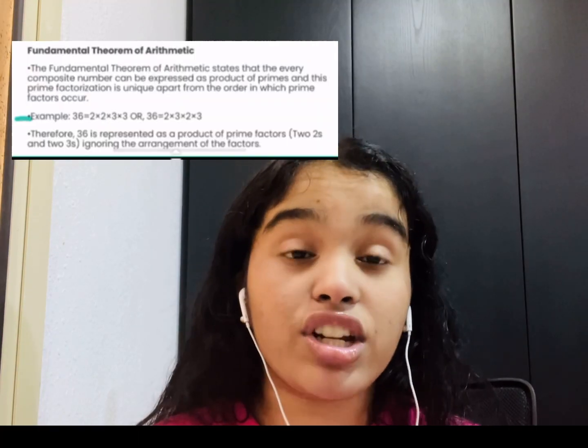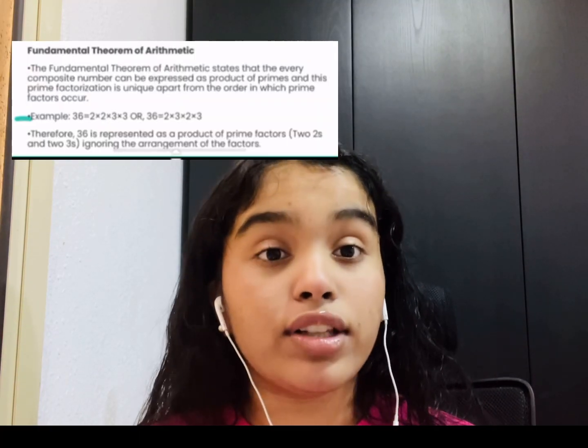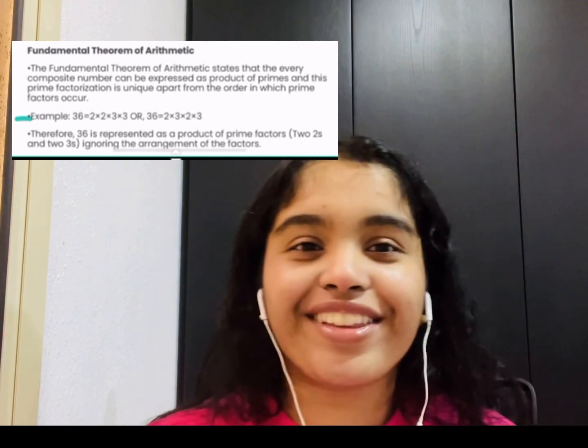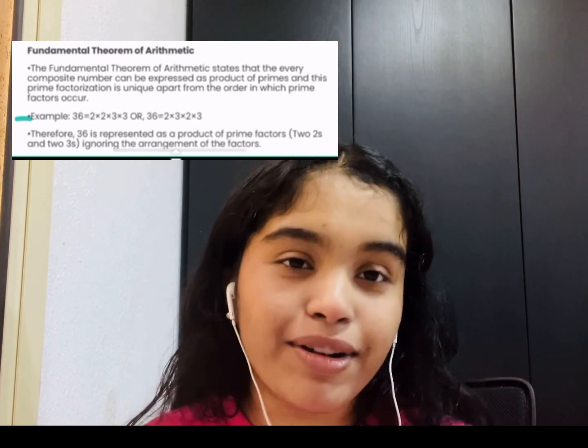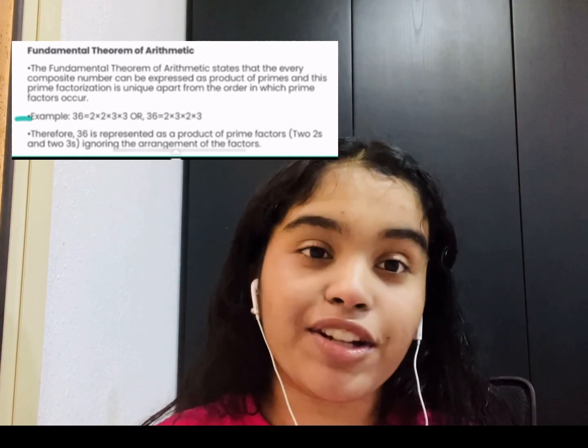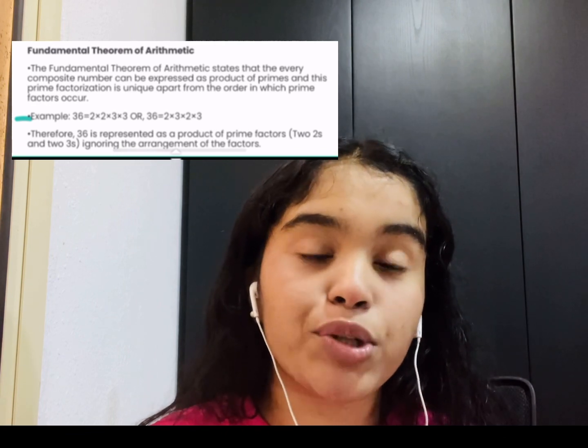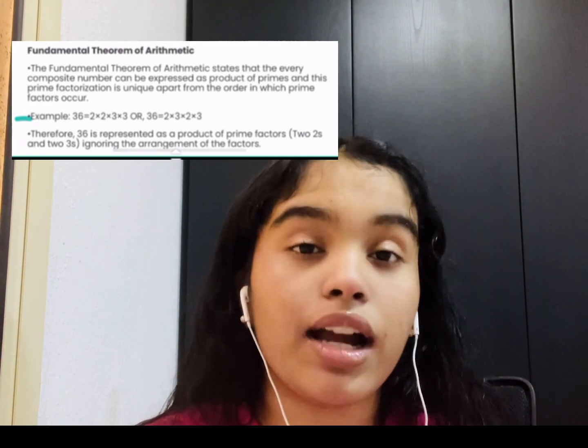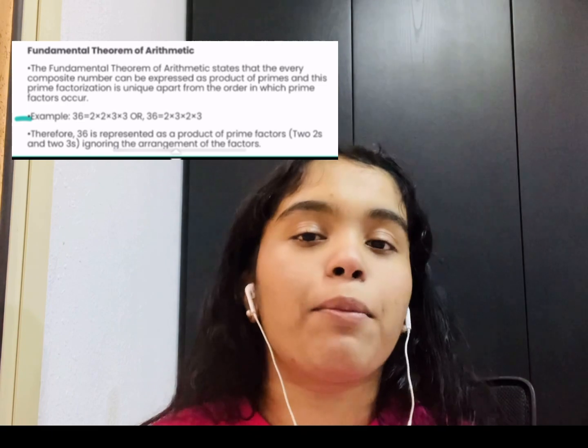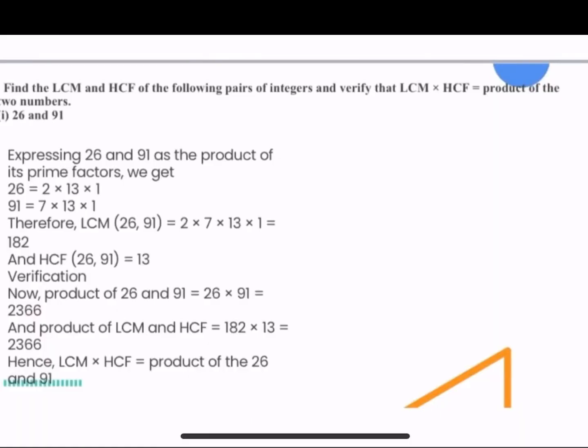Now the definition of the fundamental theorem of arithmetic is here. Every composite number can be expressed as a product of primes, and this prime factorization is unique apart from the order in which prime factors occur. So this is our first question. Let's start. Find the LCM and HCF of the following pairs of integers and verify that LCM times HCF is equal to the product of the two numbers. So the numbers are 26 and 91.